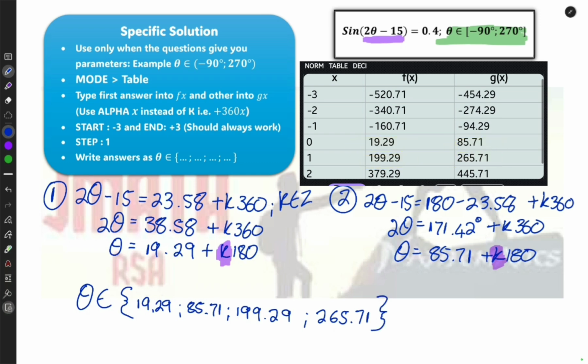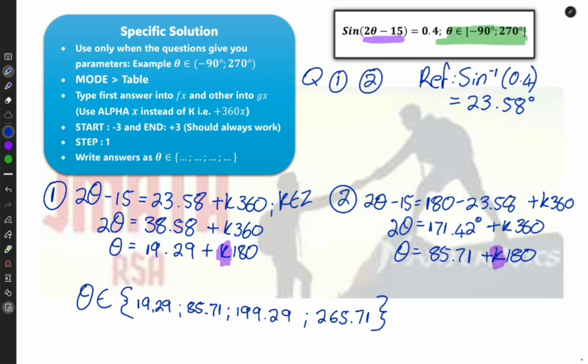There we go. That is the specific solution to this question. So remember, you only do specific solution if that part in green that I highlighted is present in a sum. Otherwise, you can just leave it at the step where you say plus k 360 or plus k 180 as your simplified version.